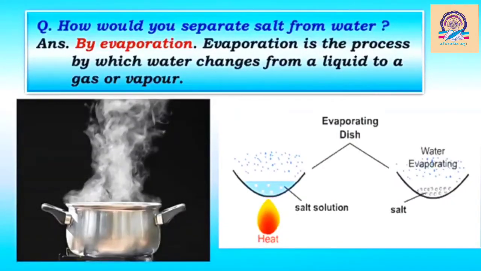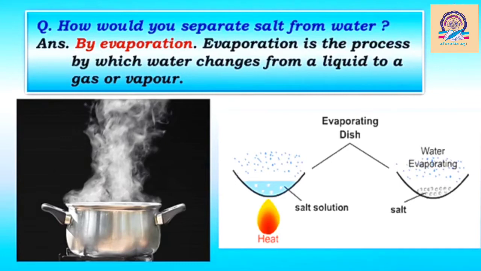We have seen that we can separate chalk powder by straining with a cloth since it doesn't get dissolved. But we cannot strain salt as it gets dissolved in water. Then how would you separate salt from water? You must be thinking that no, we cannot separate salt from water. But yes, we can. We can separate salt from water by evaporation.